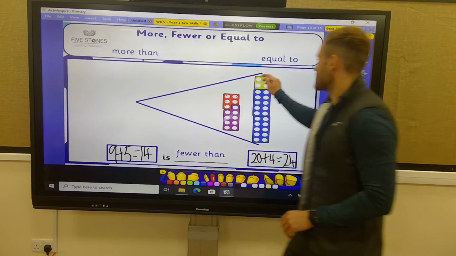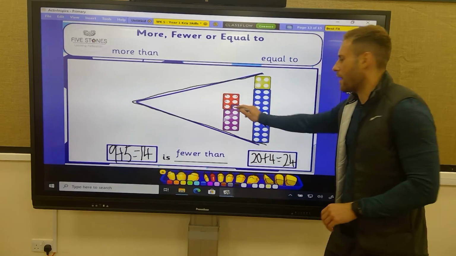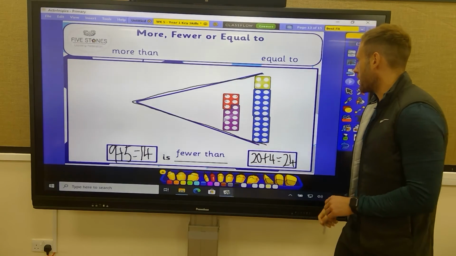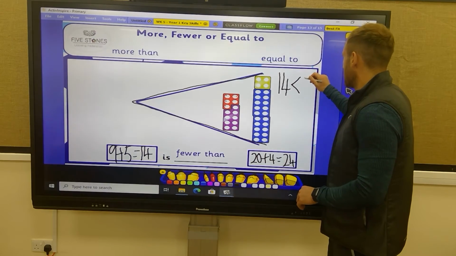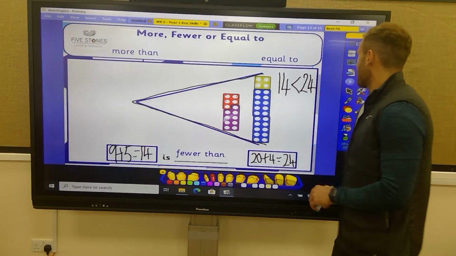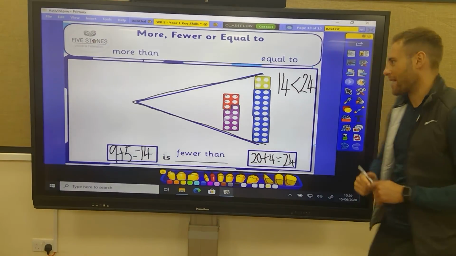Because we can see by the symbol, we can't fit as many in, can we? So 14 is fewer than 24. Great work if you managed to get that.